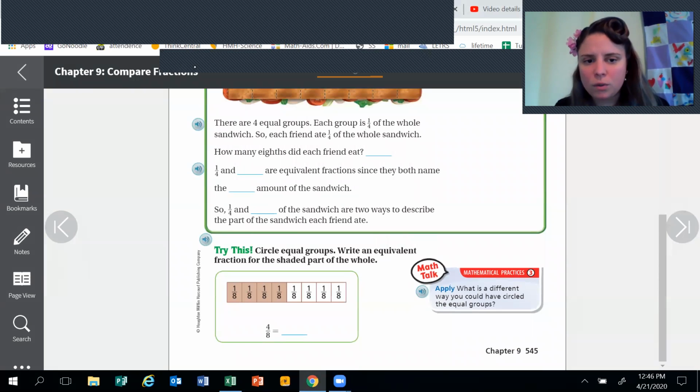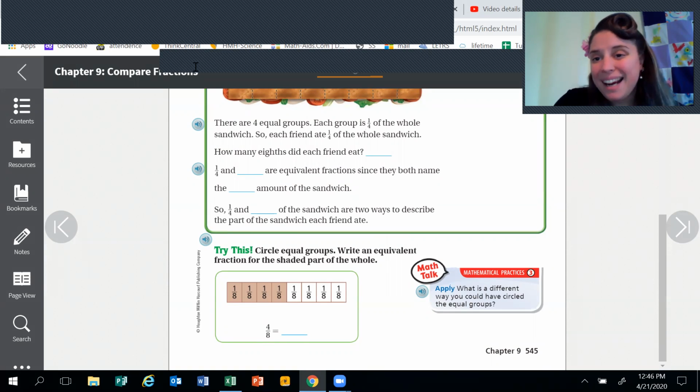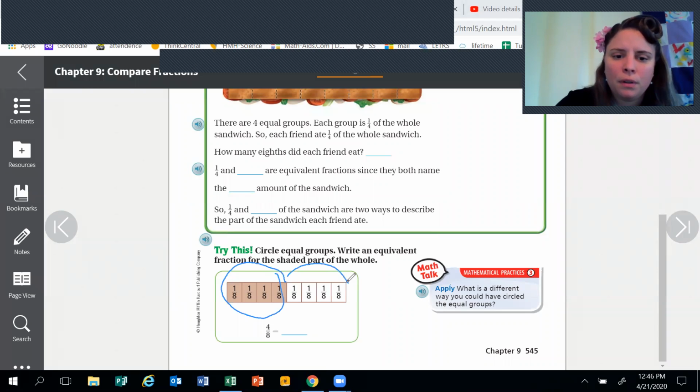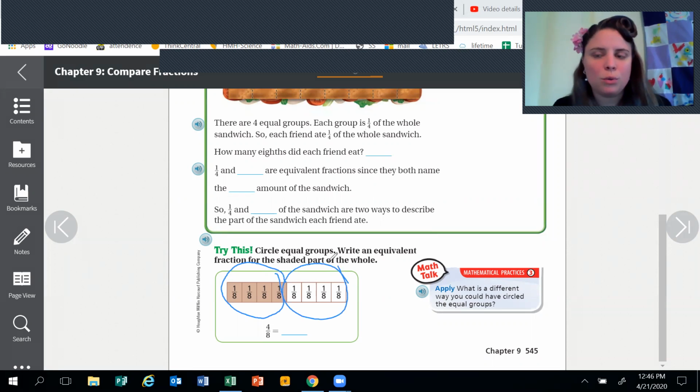All right, so on the bottom it says, try this. Circle equal groups, write an equivalent fraction for the shaded part of the whole. So when we're looking at this, 4 eighths, what could 4 eighths be equivalent to? It looks like I could possibly make 1 group, 2 groups. What's it called when we cut something in 2? We make halves. So 4 eighths is the same as 1.